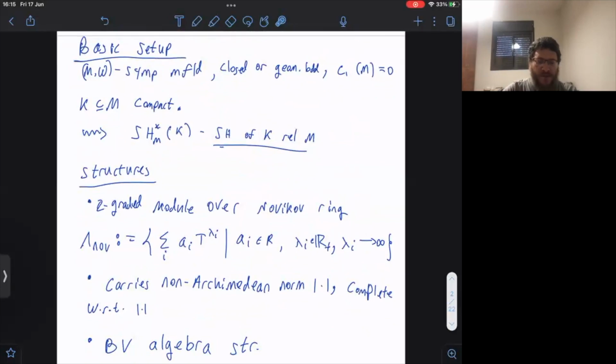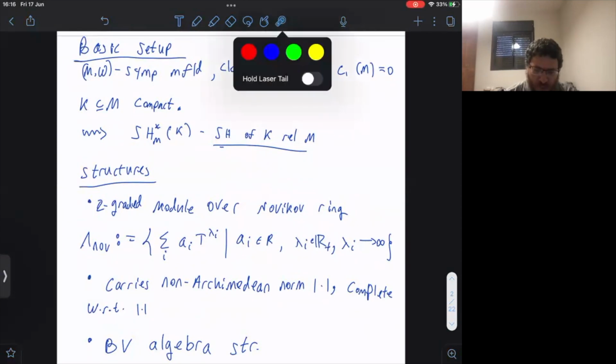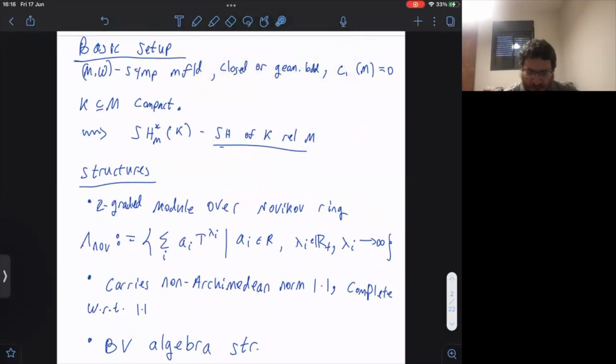So the basic setup is that we have a symplectic manifold (M, omega), which we assume is closed or geometrically bounded. To avoid all kinds of nuisances, I will assume that c_1(M), the first Chern class, is 0. In addition to the manifold, we're given a compact set K. Then to this setup is generally associated an invariant, which I denote by SH^*_M(K), the symplectic cohomology of K relative to the manifold M.